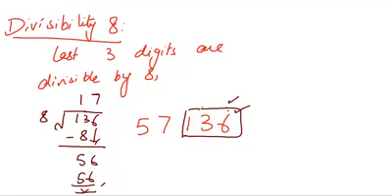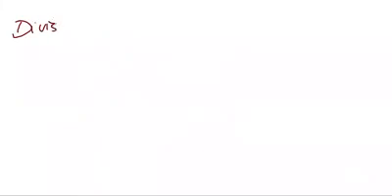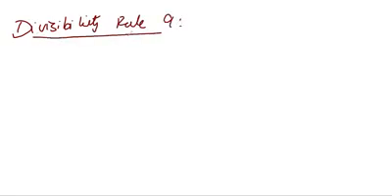Okay, about 9 also, it's very easy. What is the divisibility rule for 9? If the sum of the digits is divisible by 9, then the number will also be divisible by 9. Okay, so if this is the case, the sum of the digits should be divisible by 9.